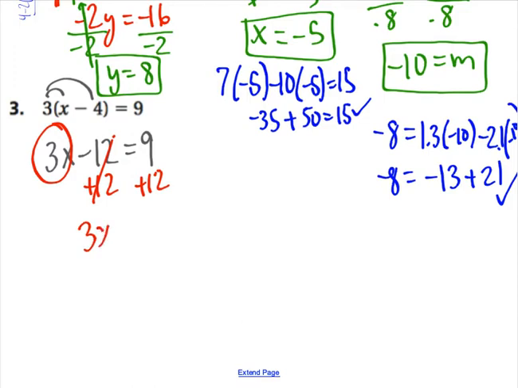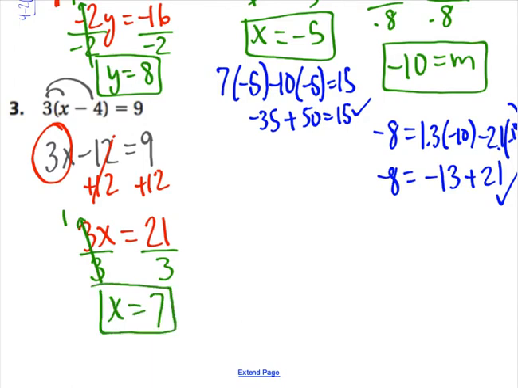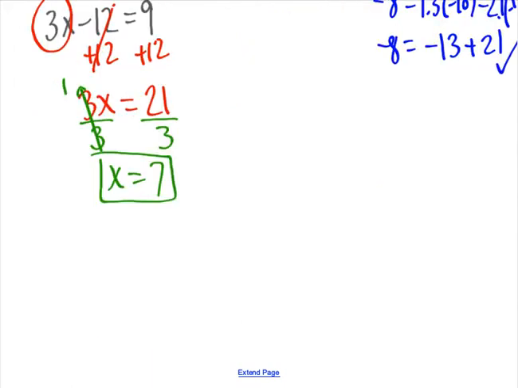And 3x will equal 21. Next, we need to make the coefficient of the variable term equal to 1. We're going to divide by 3 to make that happen. And x will equal 7. That is our solution.